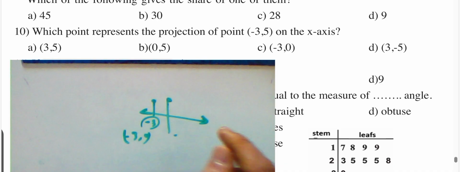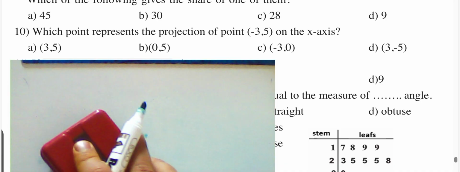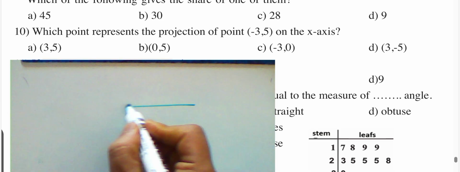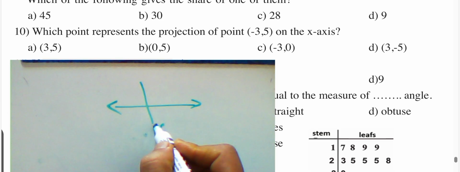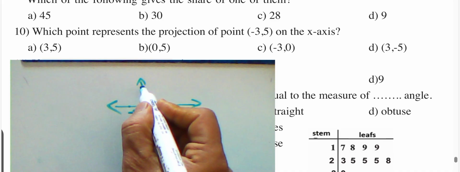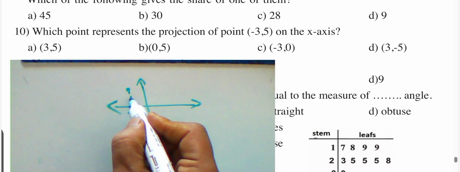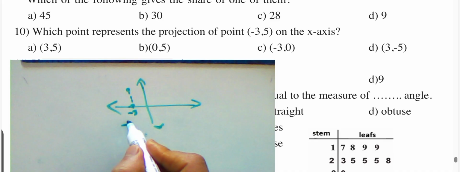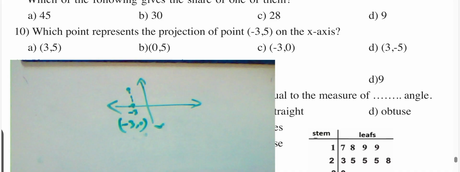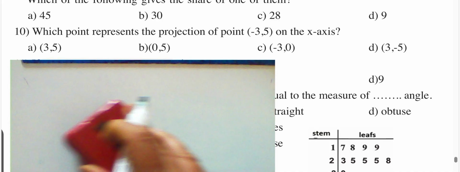He wants the projection of the point on the x-axis, so you must cancel y at the point. Again, we have a coordinate like this, negative 3 and 5. He wants the projection here. The projection on the x-axis will be negative 3 and 0.